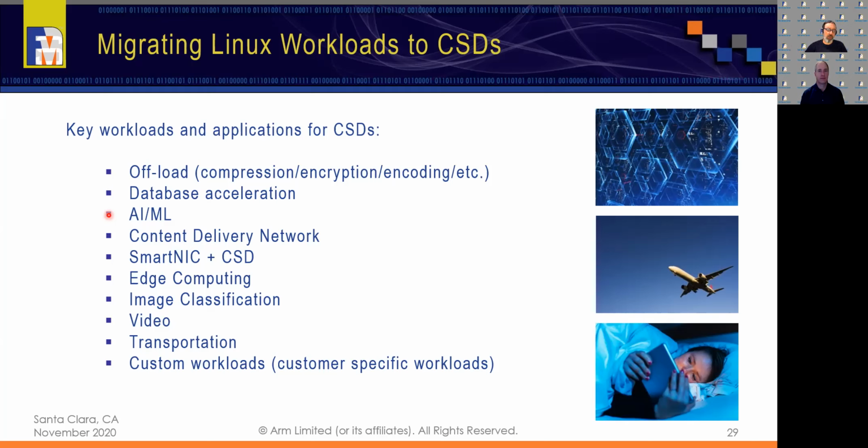And some of these others: content delivery network, doing offload from a smart NIC to an attached computational storage drive. It's going to offload from the offload. We see that as really interesting. Obviously, Jason touched on edge computing, but with image and video, clearly that's where we're seeing an awful lot of pull from our partners and their customers. So there are some really exciting things happening.